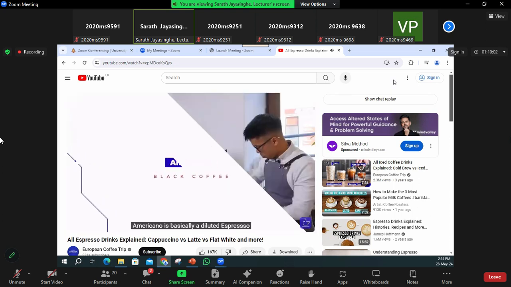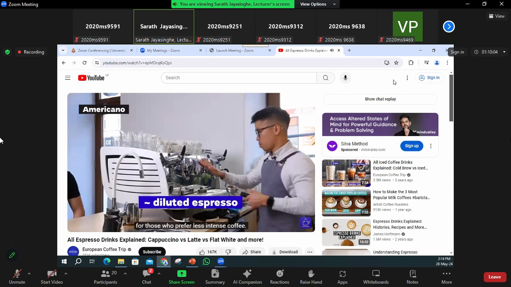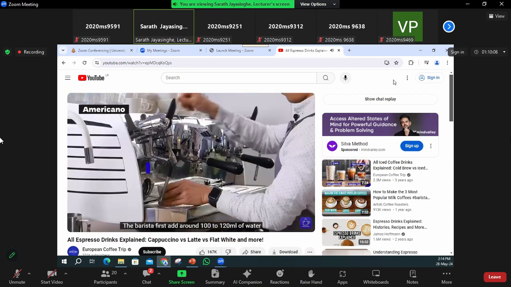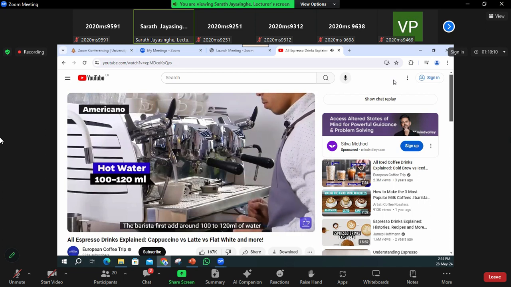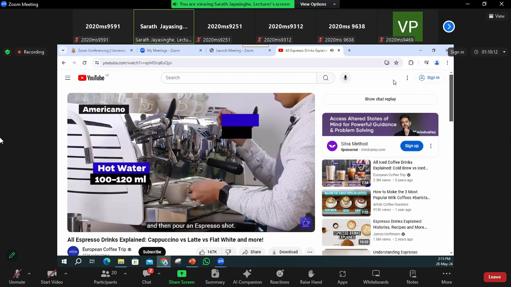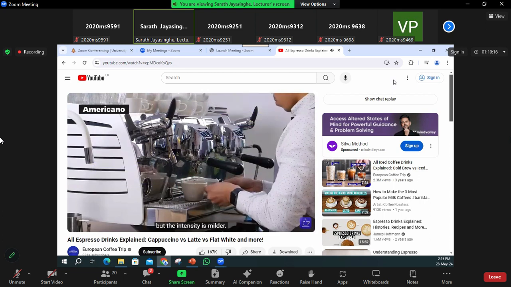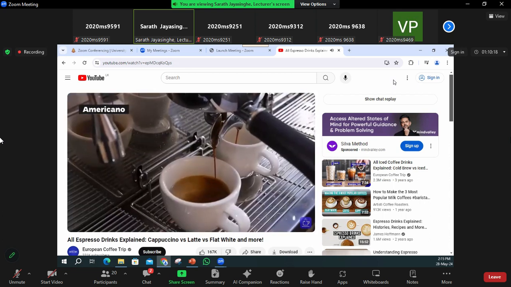Americano is basically a diluted espresso for those who prefer less intense coffee. You can expect it to be served in a cappuccino cup. The barista first adds around 100 to 150 milliliters of water and then pulls an espresso shot. Coffee retains the flavor characteristics of espresso, but the intensity is milder.